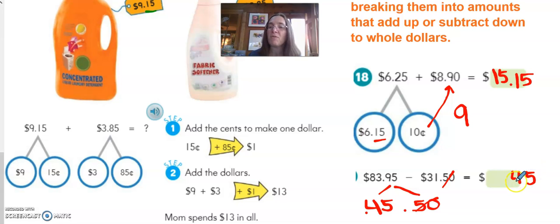And that lets me come over here and handle these dollars. 83 take away 31. Well, 3 take away 1 is 2. I can break it down by place value. And 8 minus 3 is 5. Not very neatly written, Miss Foster, but it is very hard to do this with a mouse.